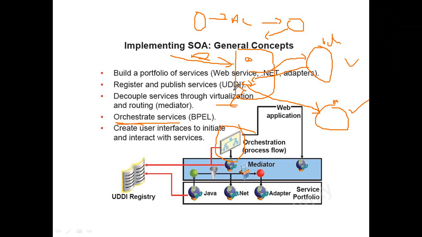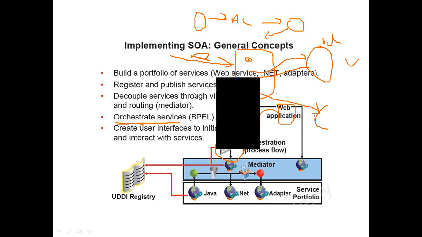Throughout our training, I will be demonstrating and proving that BPEL only orchestrates. It doesn't do anything else. Then there are web applications, which you can think of as Java code, a portal or anything which calls this, and our whole systems are built. So this is a very generic project concept of implementing SOA.